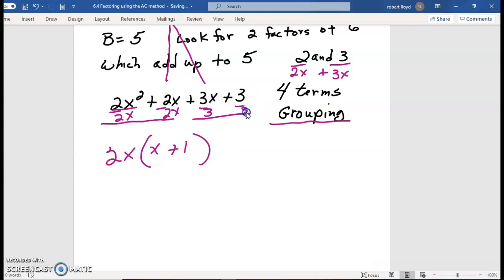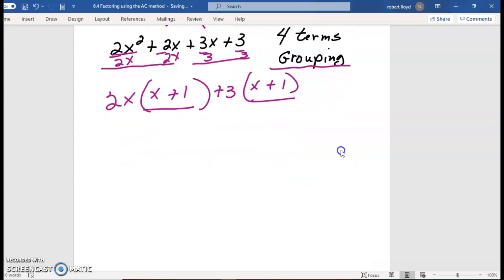So we can divide each of these by 3. So we're left with, in parentheses, when we do that, x plus 1. When you do this correctly, you're going to have a common factor in each parentheses. So what we do then is take out the common factor. So when we take the x plus 1 out of the first set, we're left with 2x. And when we take the x plus 1 out of the second set, we're left with positive 3.